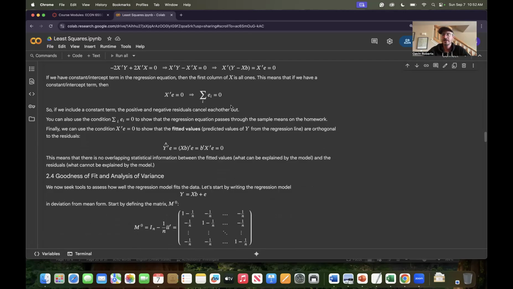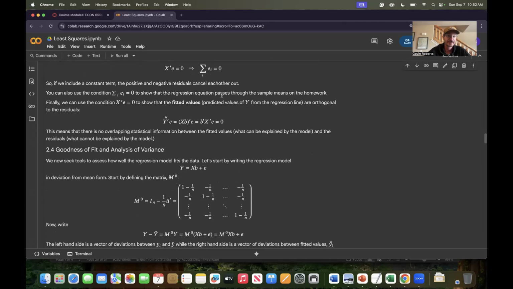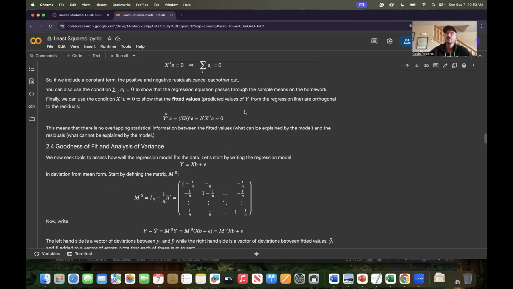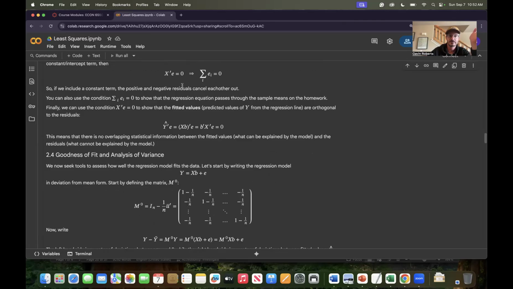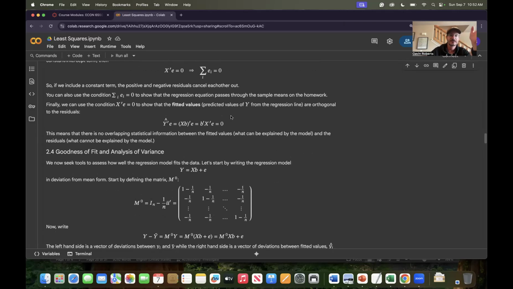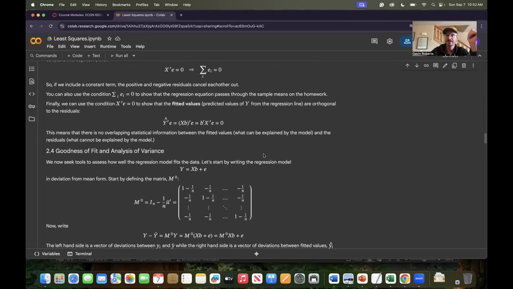And in part, we also like this because this means that if we divide by n, the average error is 0, right? Which is a nice characteristic to have out of regression. And so basically the conclusion of this is if we include a constant term in the regression, the positive and negative errors will cancel each other out.